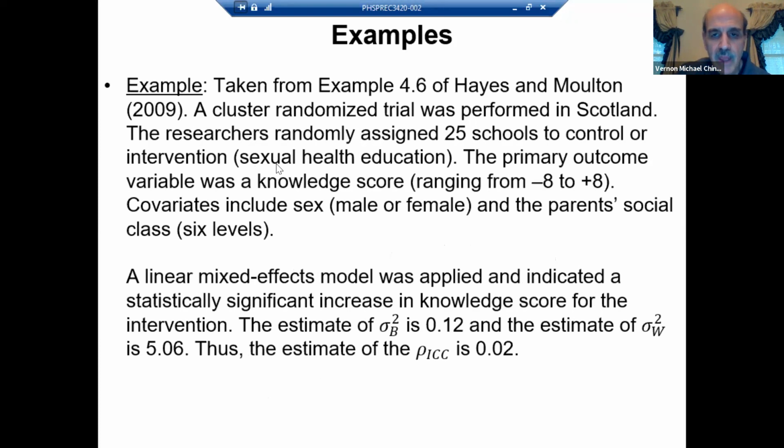Another example from Hayes and Moulton. This was a cluster randomized trial that was performed in Scotland. The researchers randomly assigned 25 schools to control or intervention. And the intervention here was sexual health education. And the primary outcome variable was a knowledge score that ranged from -8 to +8. Covariates included sex, male or female, and the parents' social class. And they had 6 levels for social class in Scotland.